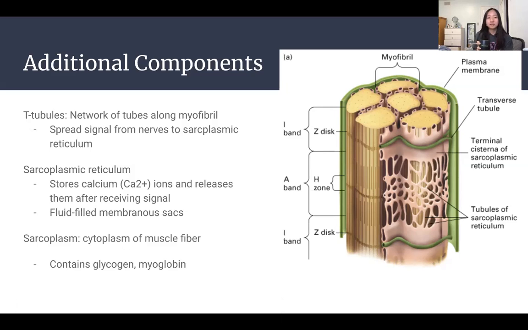All of these things together, the myofibril, the T-tubule, and the sarcoplasmic reticulum, work together to help contraction happen in a muscle cell. And see here, there are many myofibrils inside each cell. Here, there are about 6 of them. And they are all made of repeating sarcomeres.